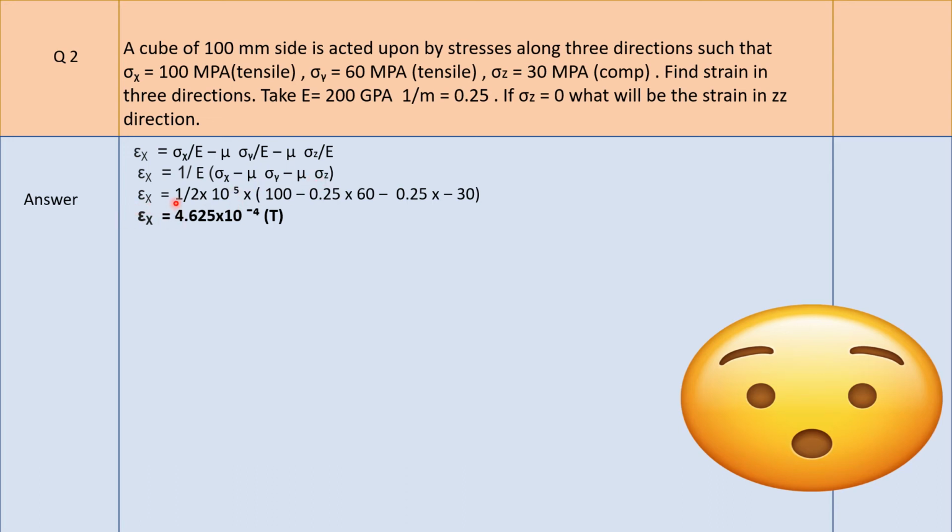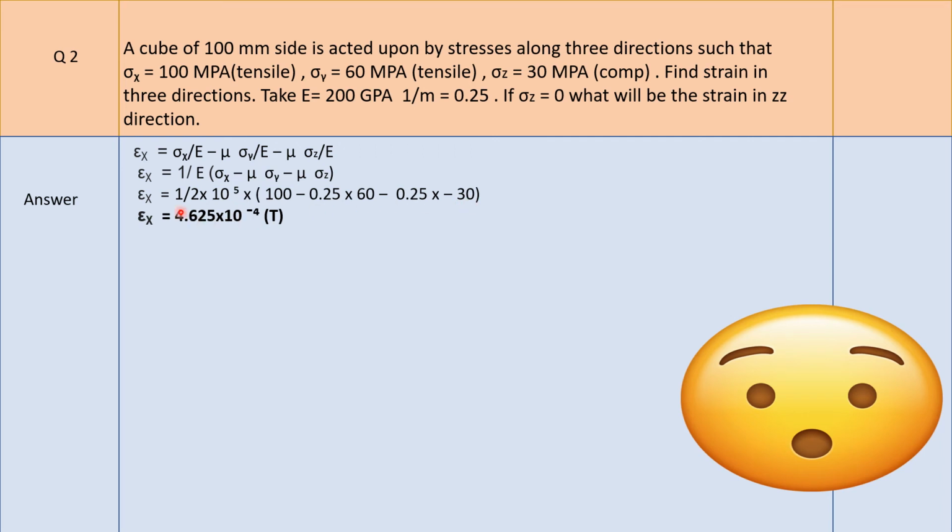Here epsilon x is equal to 1 divided by E, where E is 200 GPa, meaning 2 into 10 raised to 5, into bracket open sigma x, given as 100, so substitute 100, minus mu, which is 0.25, into sigma y, which is 60. Both of these are tensile, so they are taken as positive. Then minus mu into sigma z, which is 30 compressive, so take it as minus 30. Tensile stress we take as positive and compressive as negative, so sigma z is taken as minus 30, bracket close.